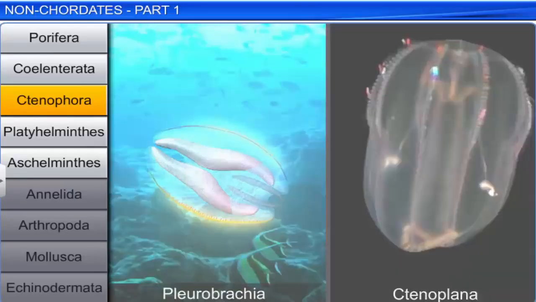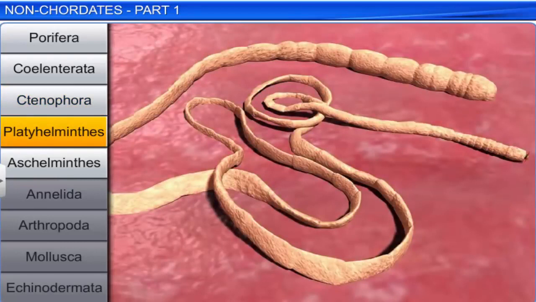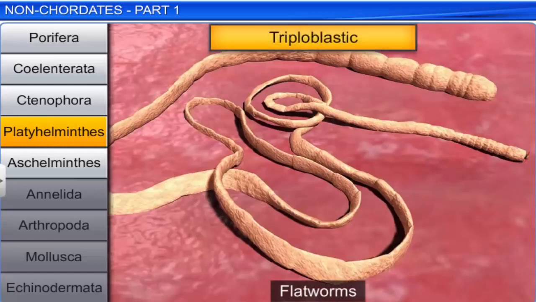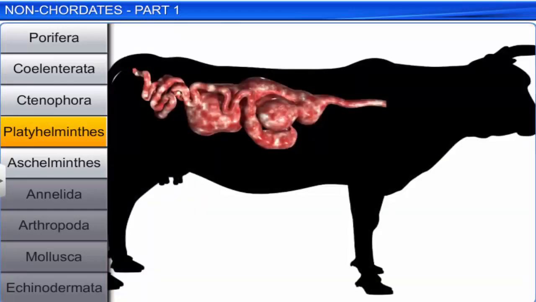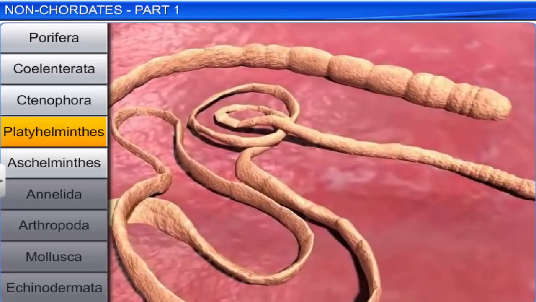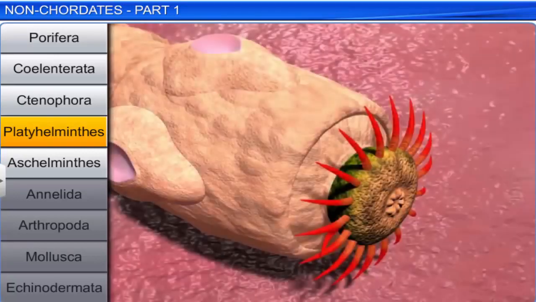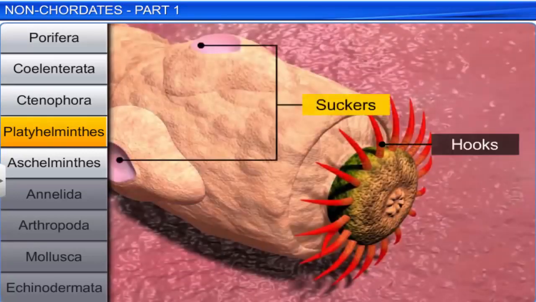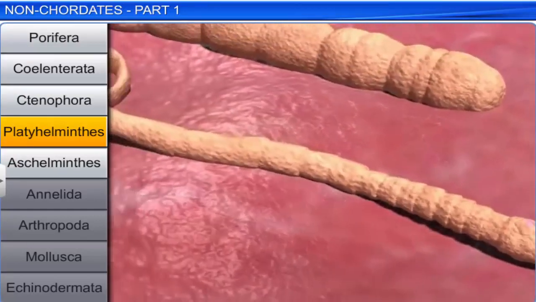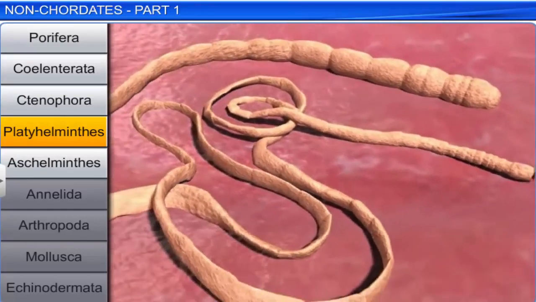The next phylum is Platyhelminthes. These animals have a dorso-ventrally flattened body and are therefore called flatworms. They are bilaterally symmetrical, triploblastic, acoelomate animals with organ level of organization. Flatworms are mostly endoparasites found in the digestive system of animals, including humans. The parasitic members possess hooks and suckers, and some of them use the surface of their body to absorb nutrients directly from the host.